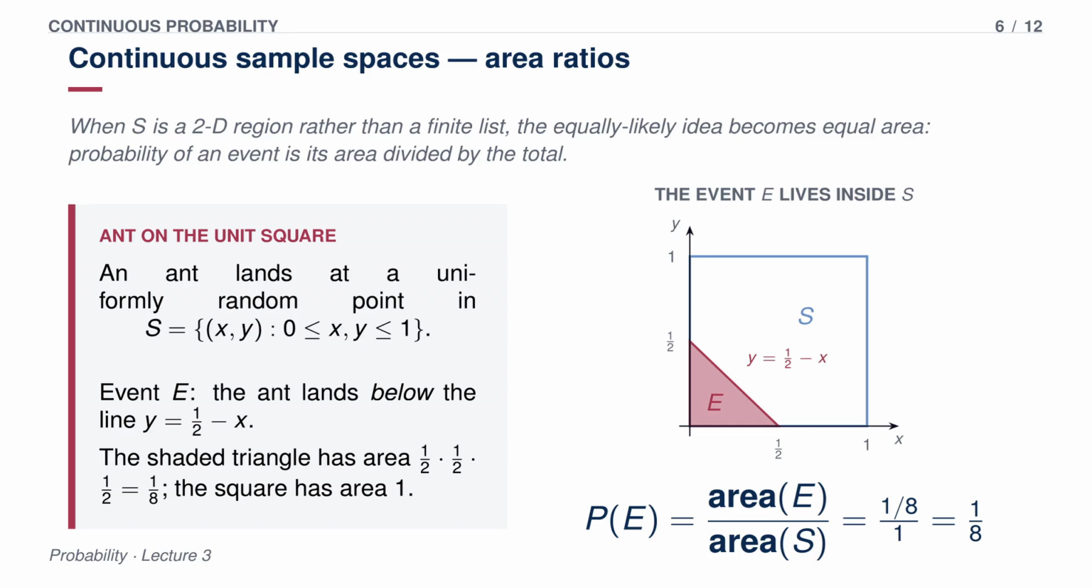Basic geometry dictates that the area of a right triangle is 1/2 times base times height. Exactly. So 1/2 times 1/2 times 1/2. That equals 1/8. So the area of our event is 1/8. The total area of the target is 1.